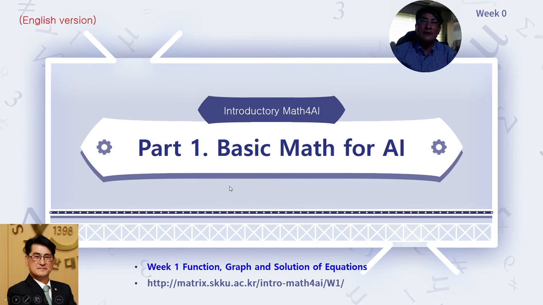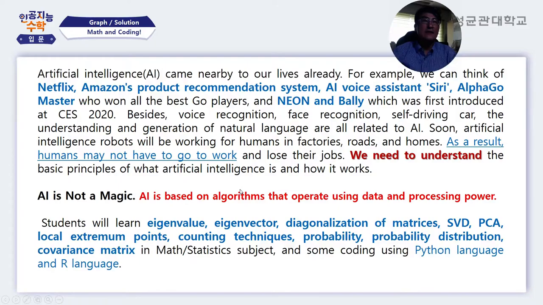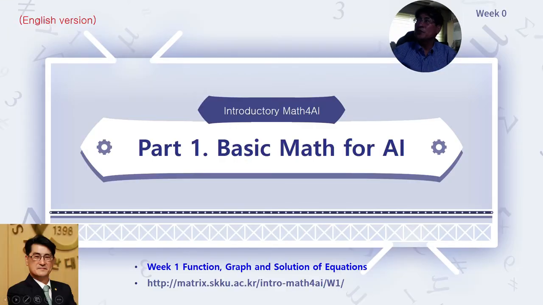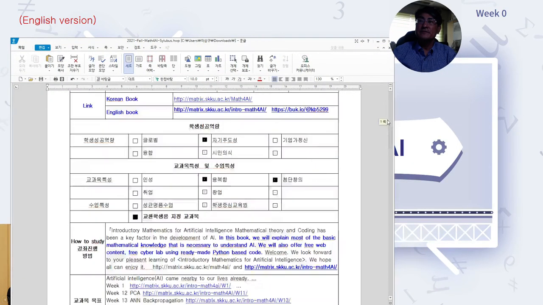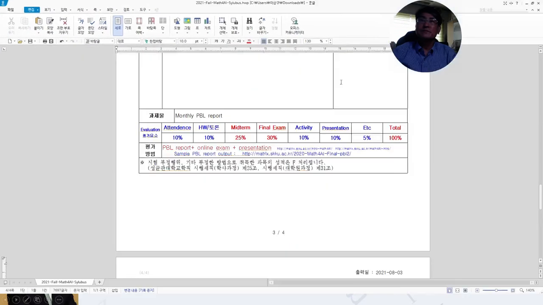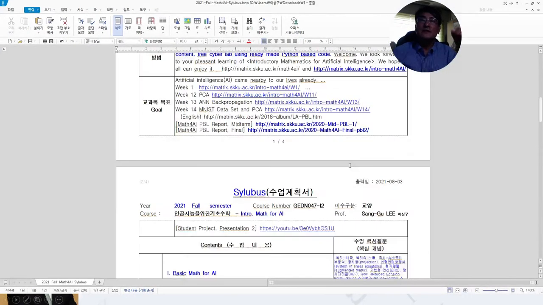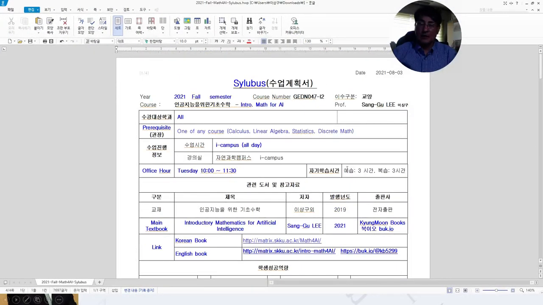We will start this course with part one, basic mathematics for AI. And before that, I will show you the syllabus of our course.